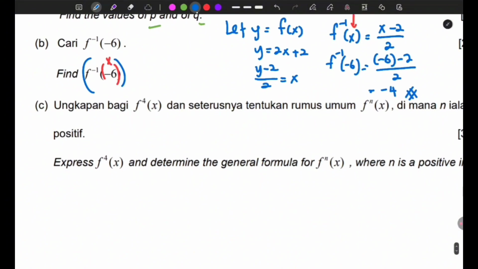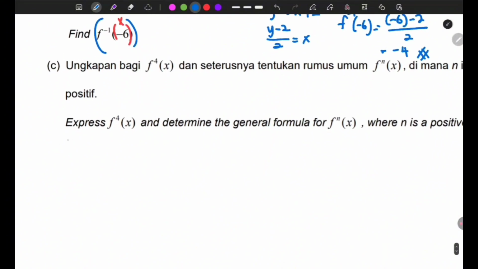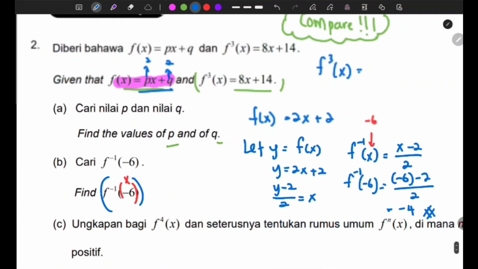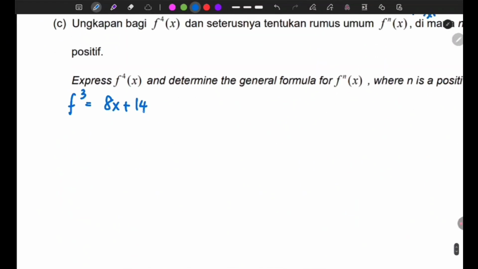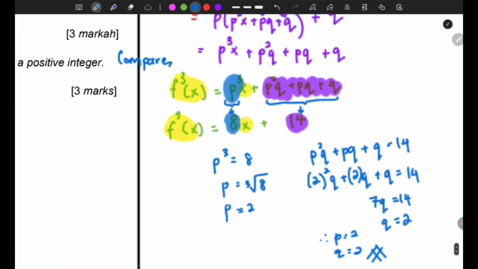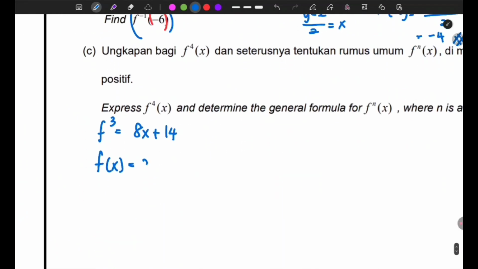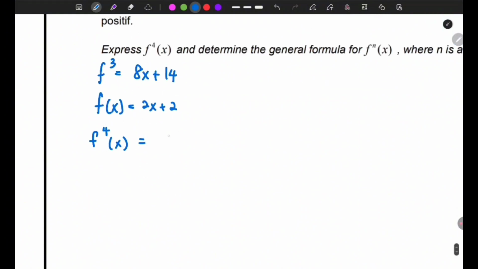C. Express f to the power of 4. Just now we have f to the power of 3. How much? 8x plus 14, isn't it? We also have our f(x). What was f(x)? 2x plus 2. And actually we can find our f to the power of 4 of x. How? F to the power of 4 means f times f times f times f, 4 f's, right?